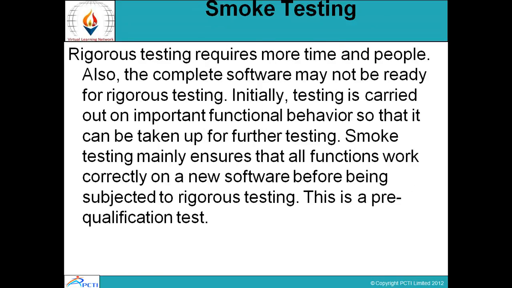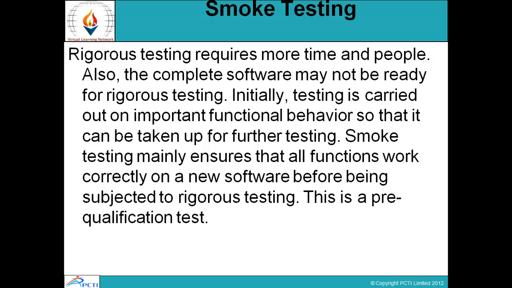Next is smoke testing. Regression testing requires more time and people, and the complete software may not be ready for rigorous testing. So initially testing is carried out on important functional behavior so that the software can be taken up for further testing. Smoke testing mainly ensures that all functions work correctly on new software before it is subjected to rigorous testing. This is basically a pre-qualification test.